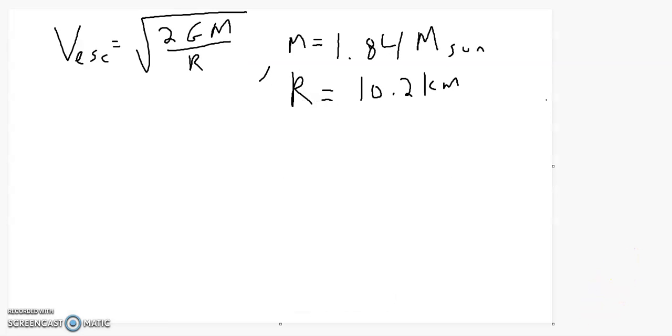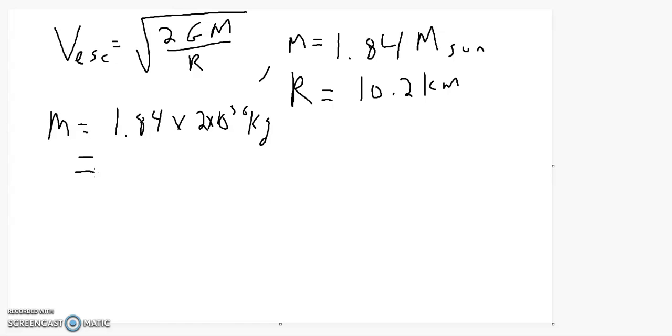All right, so here's the escape velocity. Those are our numbers. We know the mass in terms of the mass of the sun. So M is going to equal 1.84 times 2 times 10 to the 30th. Of course, the mass has to be in kilograms.